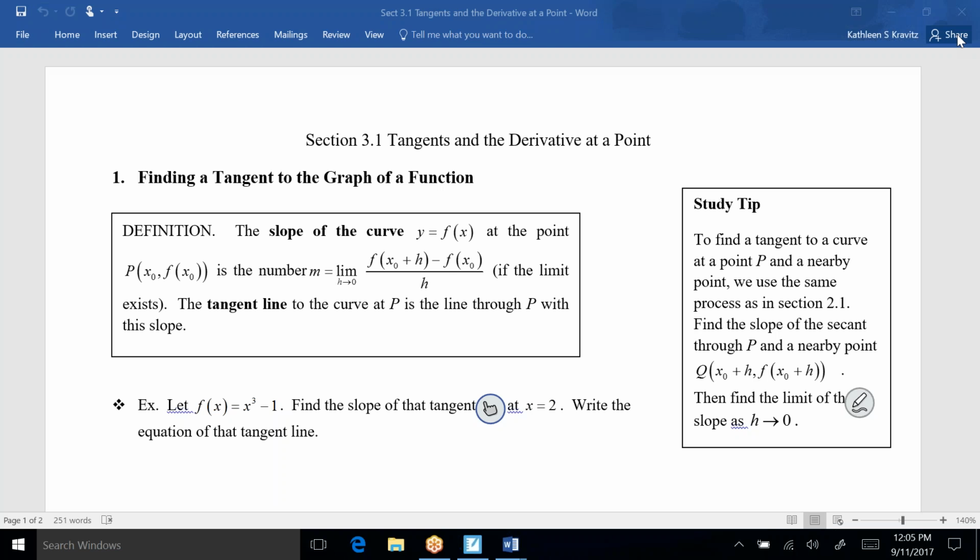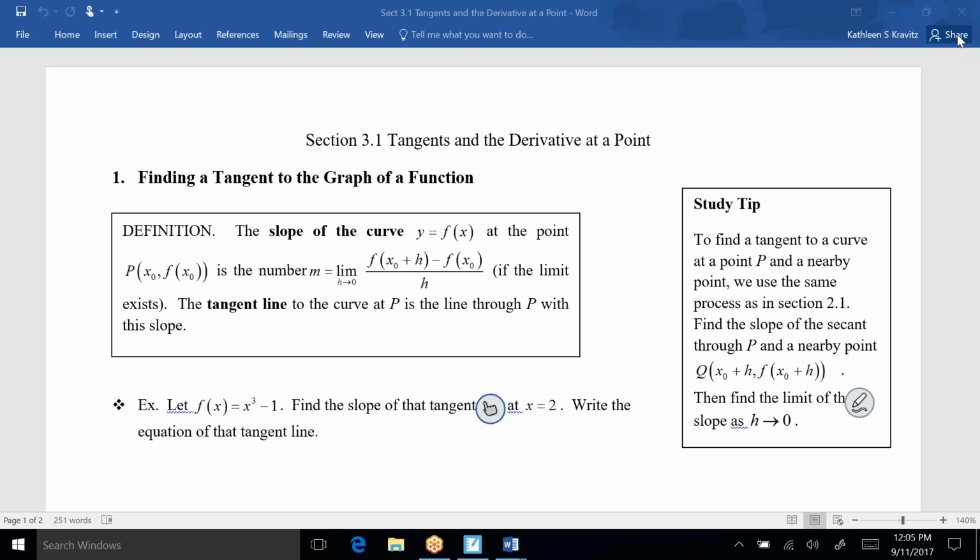All right, so we're going to talk about section 3.1, tangents and the derivative at a point. And you can see in the notes that I put a study tip in there. I said that to find a tangent to a curve at a point P and a nearby point, we're going to use the same process as in section 2.1.